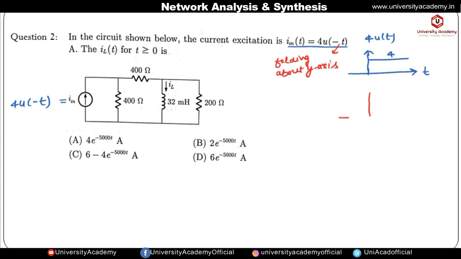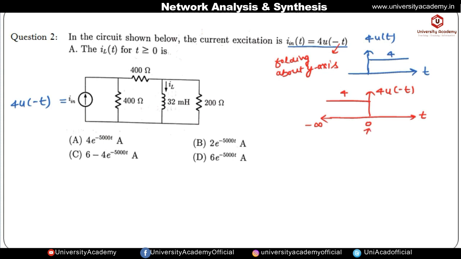So let us draw the waveform for 4 into u of minus t. Here it is minus t, it means time is reversed. So its waveform will be, you have to fold this waveform about the y axis, so it will look like this. Okay, amplitude will remain the same. So now 4 into u of minus t will extend from minus infinity to 0. So here at t equal to 0, the value of the current source is changing suddenly from 4 ampere to 0 ampere. It means at t equal to 0 the transients will occur in the circuit.